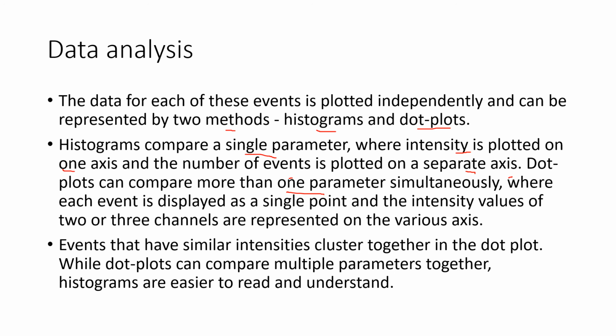Dot plots compare more than one parameter simultaneously, where each event is displayed as a single point, and the intensity values of 2 or 3 channels are represented on various axes. It may happen that similar intensities cluster together in a dot plot. While dot plots can compare multiple parameters together, histograms compare only one parameter at a time, so it is easier to read and understand histograms.